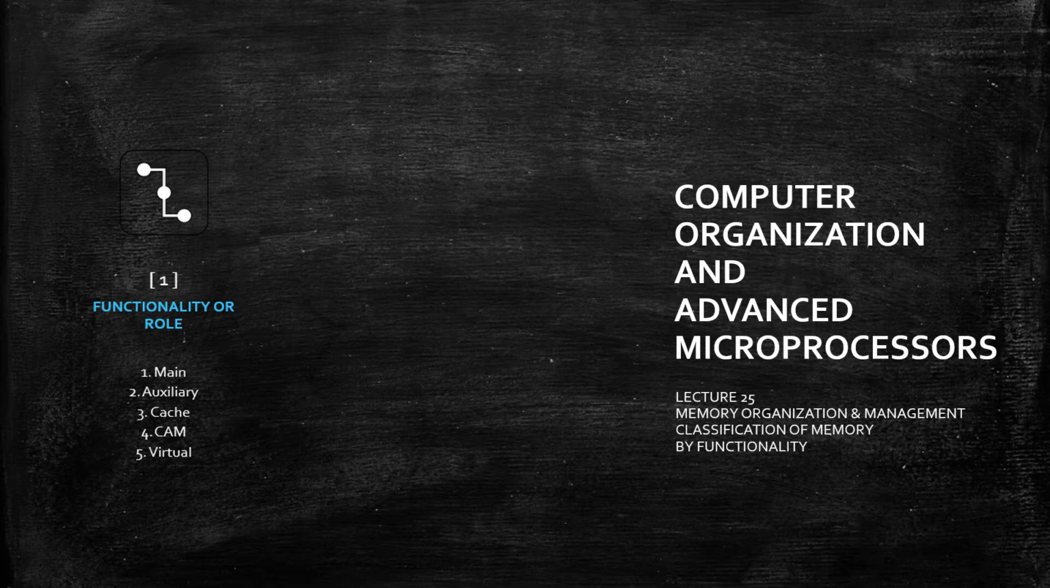These days we are discussing memory organization and management, and we have already discussed what memory is, how it works, and the importance of computer memory. In the previous video we discussed the classification of memory. Based on four different factors we classified the memory, and the first one was based on the functionality of the memory. In this lecture we will discuss how all the memories are classified based on functionality. Means we will see different functions of each and every memory, that is main memory, auxiliary, cache, CAM and virtual. So let's get going.